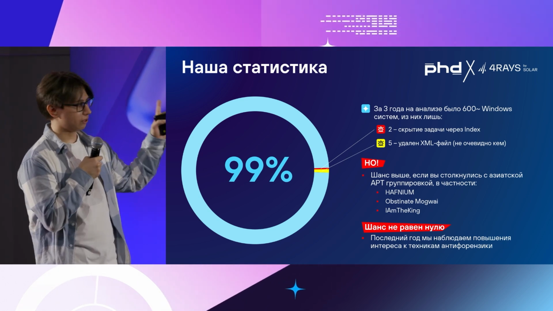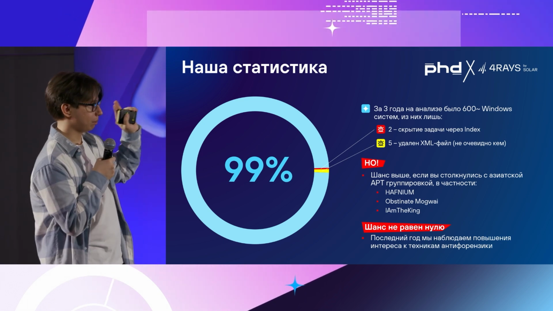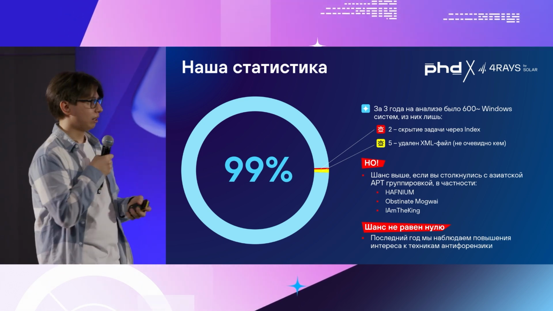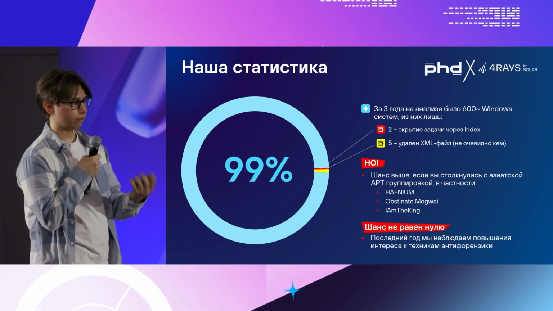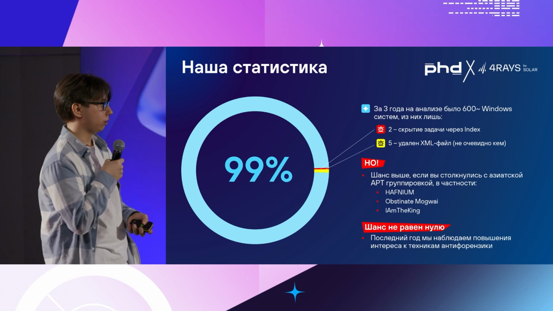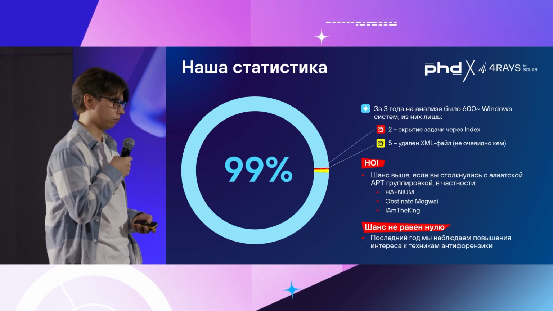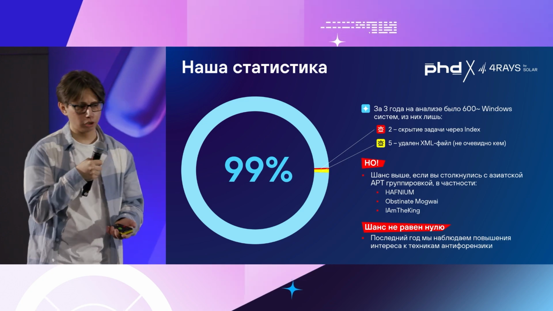But maybe you faced an Asian APT group, Hafnium. Microsoft wrote about Hafnium, and here we believe that Hafnium started this activity, but the chance is not 0. Don't forget about it. During the last year, we have been seeing that attackers are remembering that anti-forensic tactics exist. For instance, recently we could see phishing campaigns use ATS files.